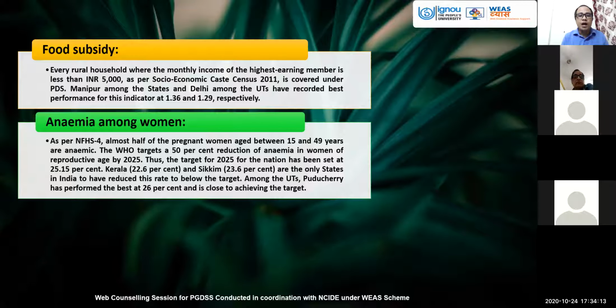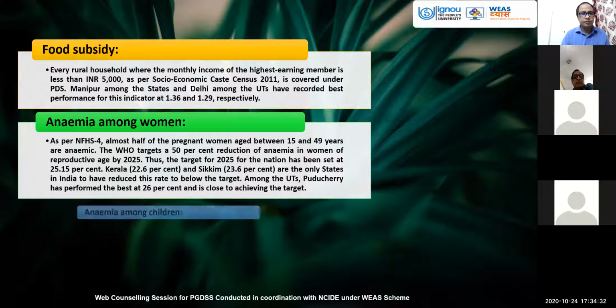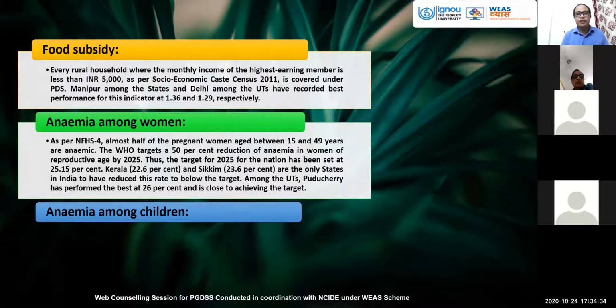So our nation also has a target of 25.15% by 2025. In that, Kerala is at 22.6% and Sikkim at 23.6%. So we have to improve, and I'm sure we will be able to improve that also. Among the Union Territories, Puducherry has performed the best at 26% and is close to achieving the target.